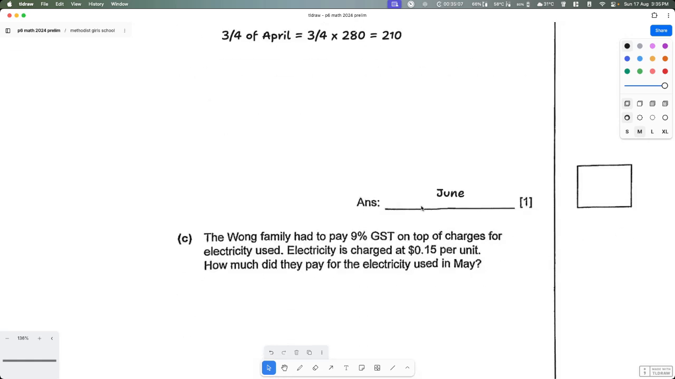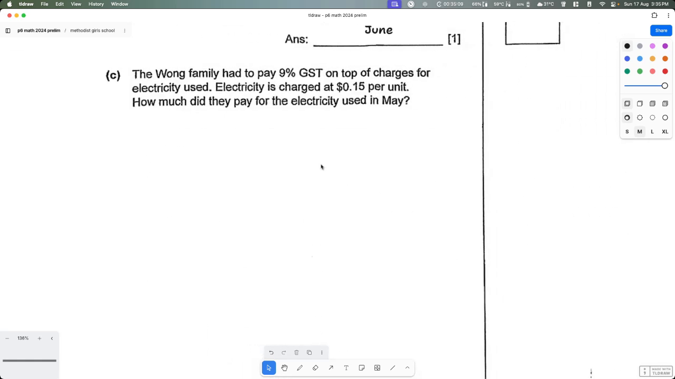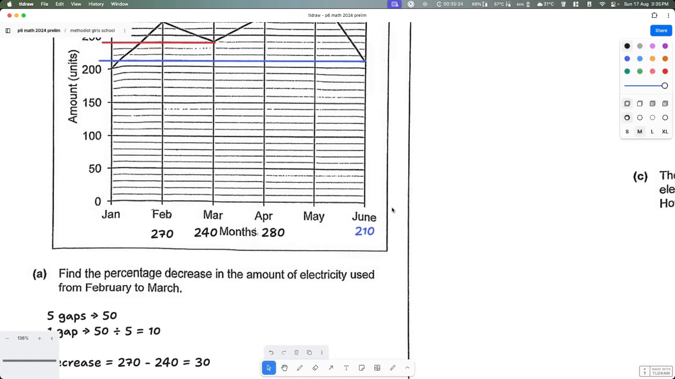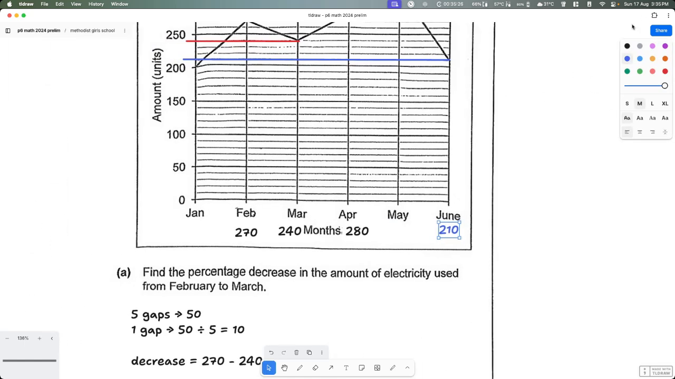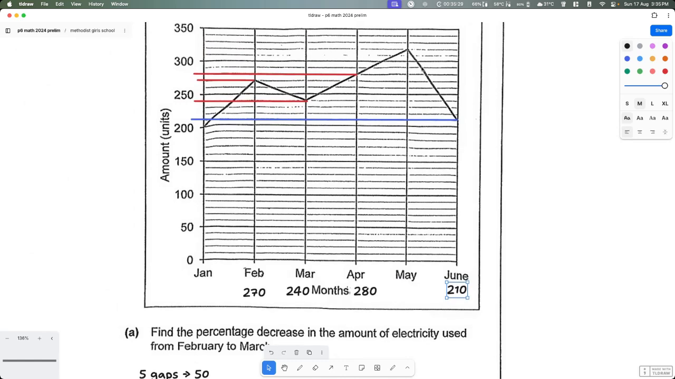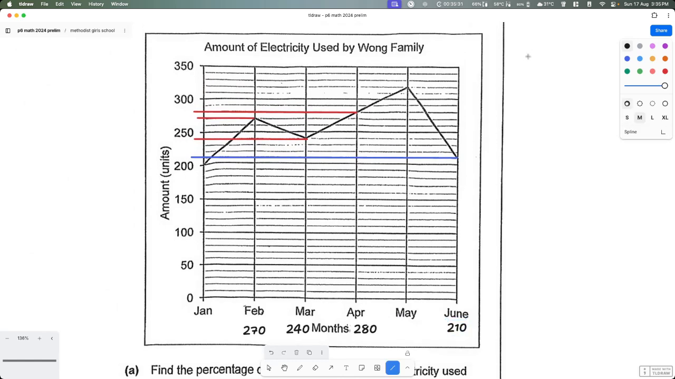June. Okay, part C. The Wong family had to pay 9% GST on top of charges for electricity use. Electricity is charged at 0.15 cents per unit. How much did they pay for the electricity used in May? So what's May? Okay, I've got to do all the calculation. So for May, let's see, May is 310, 320. So May is 320.